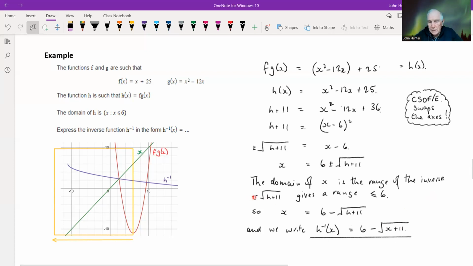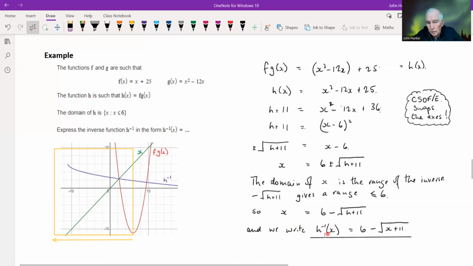So if we use the negative of this square root, then that is going to give us a range less than or equal to 6. Not completely obvious, is it? But anyway, you have to work that through yourself in slower time if you're not convinced. So therefore x is equal to 6 minus the square root of h plus 11, and at this point we swap the variables around, because we always want the functions, whether they be inverses, expressed in terms of x.